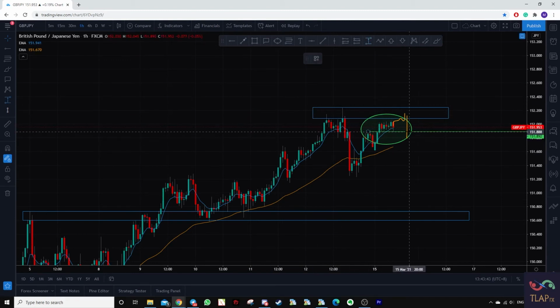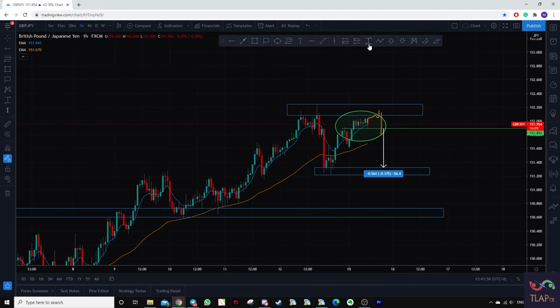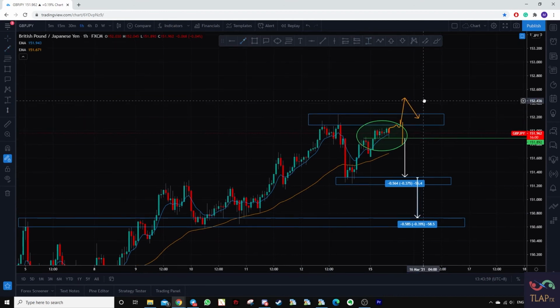And these could actually move towards at least this minor support, and even to the next major support level over here. However, if we see a breakout from here, we can capture a retest and take a long position.